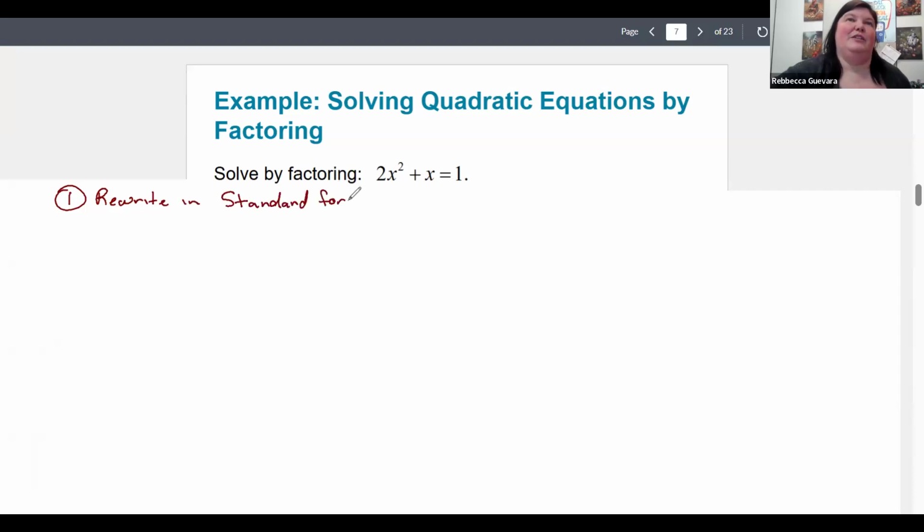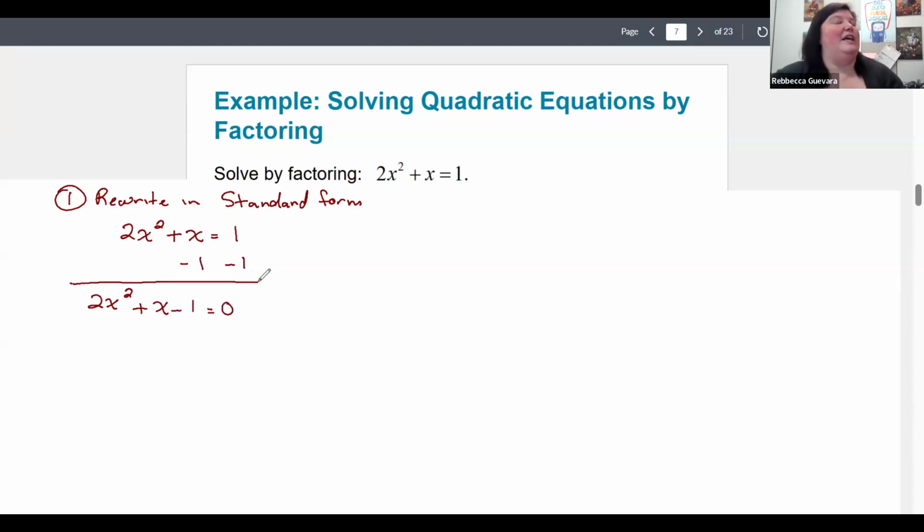So a lot of times we hear this being called set equal to 0. So 2x squared plus x equals 1. All we have to do is subtract 1 from both sides, and I end up with 2x squared plus x minus 1 equals 0. So now I have my new equivalent equation that I want to work with.